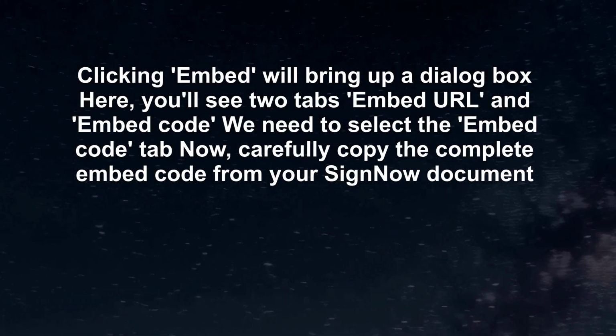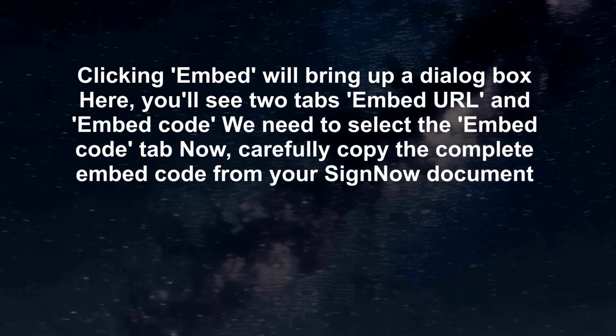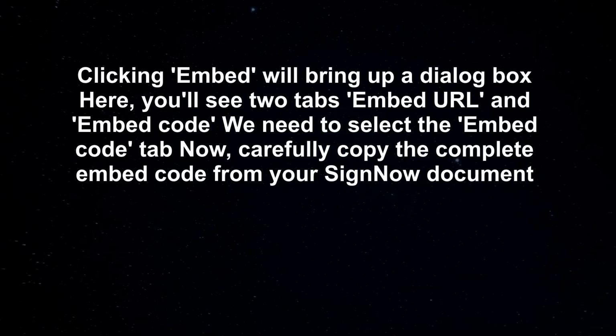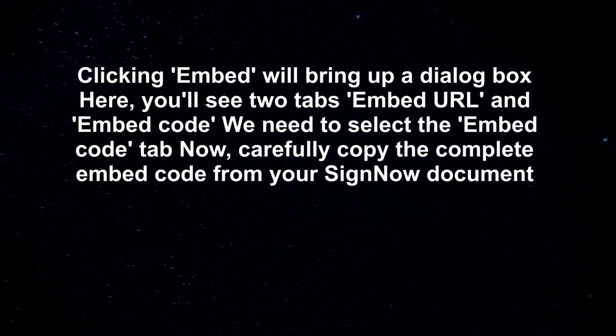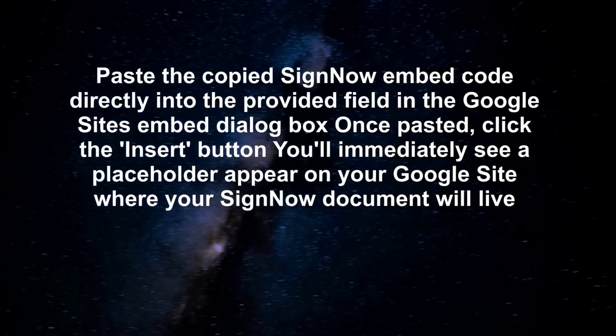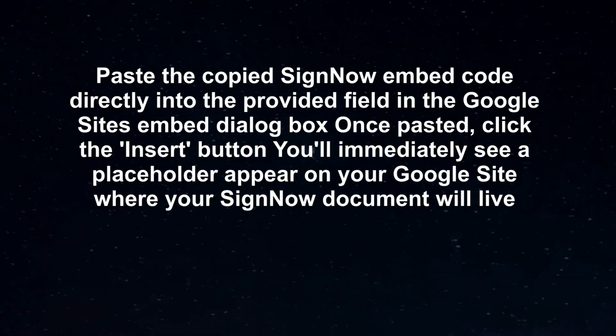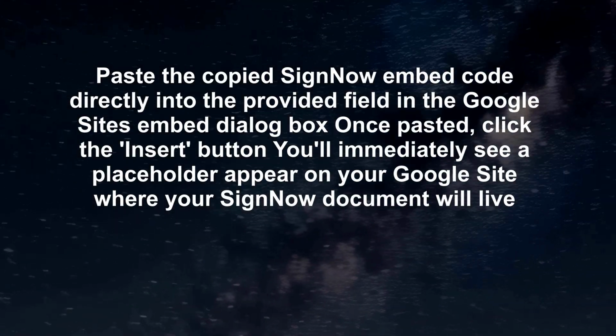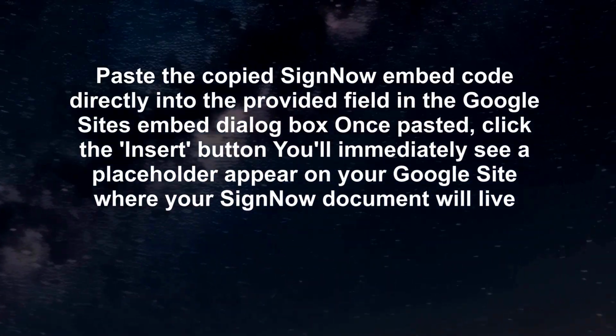Here, you'll see two tabs, Embed URL and Embed Code. We need to select the Embed Code tab now. Carefully copy the complete embed code from your SignNow document. Paste the copied SignNow embed code directly into the provided field in the Google Sites Embed dialog box. Once pasted, click the Insert button.